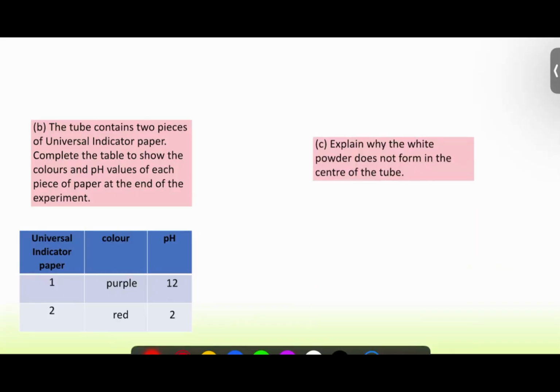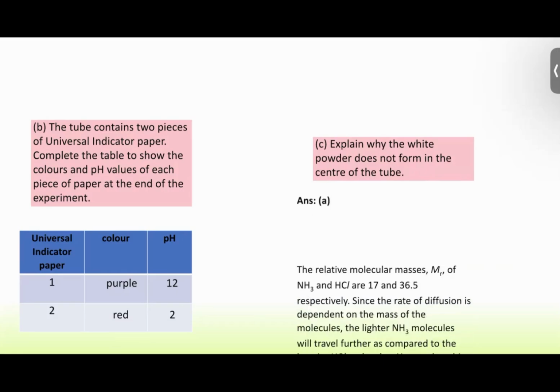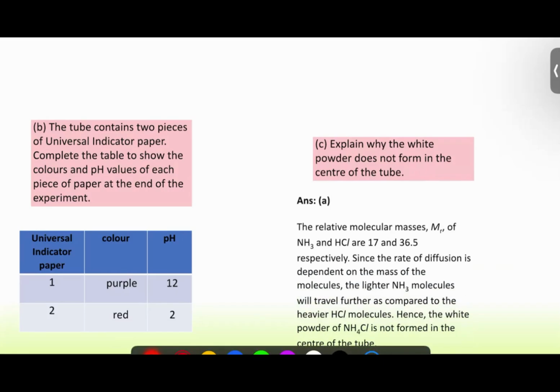Explain why the white powder does not form in the center of the tube. It is because of the relative molecular masses of NH3 and HCl, ammonia and hydrogen chloride. Since the rate of diffusion is dependent on the mass of the molecule, NH3, being the lighter one, will travel further compared to the heavier HCl. Hence, that's why the white powder is not formed at the center of the tube.